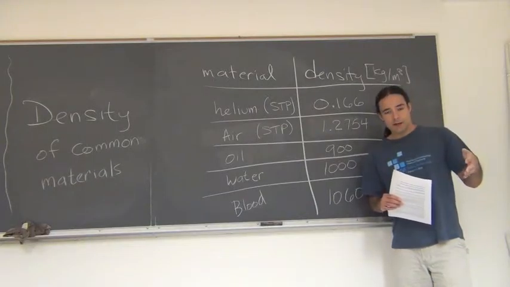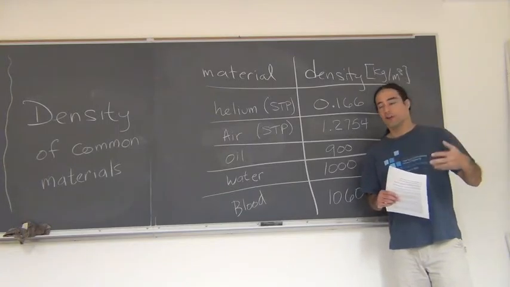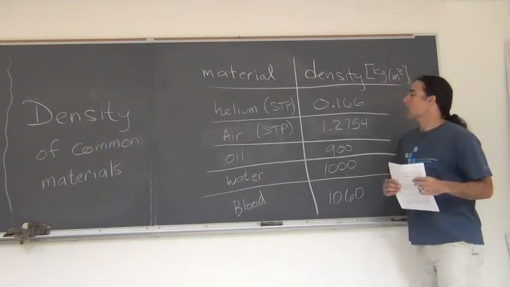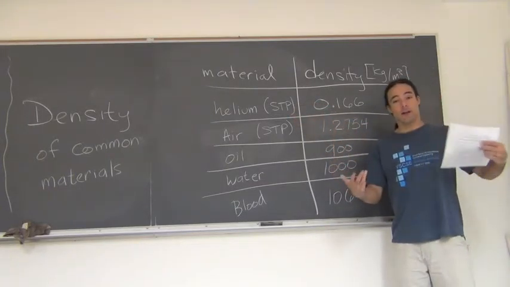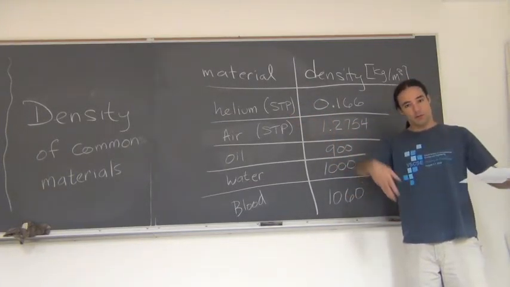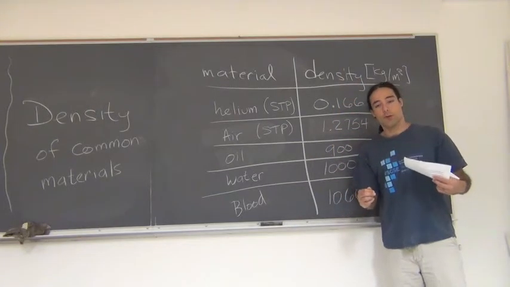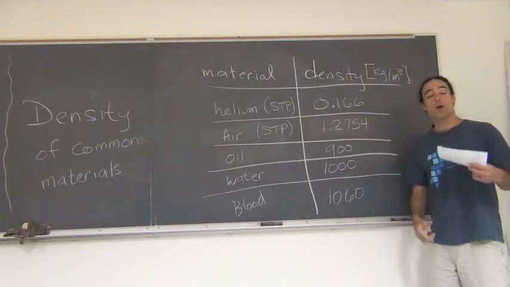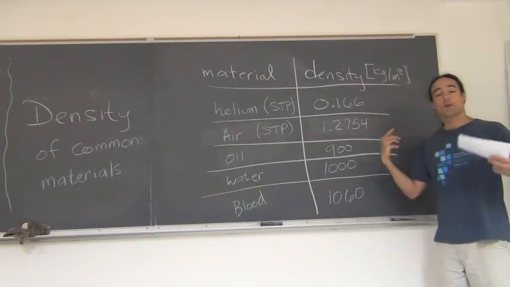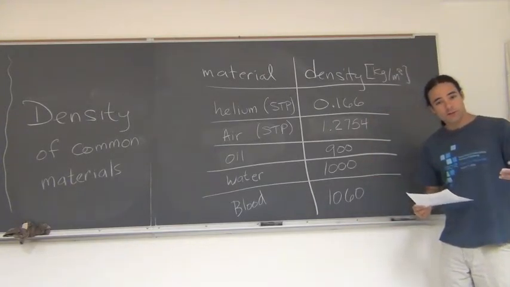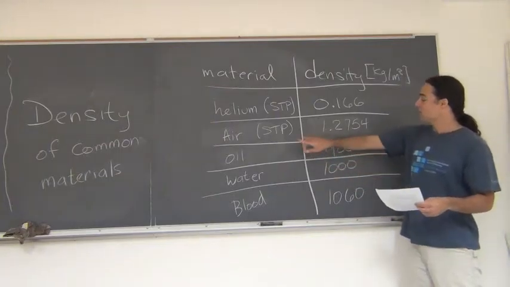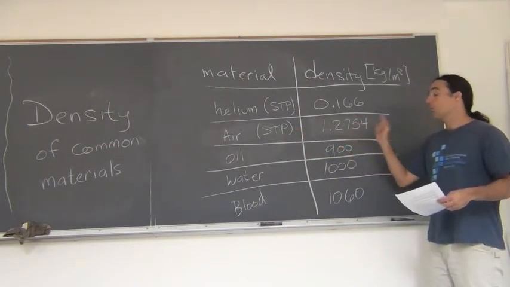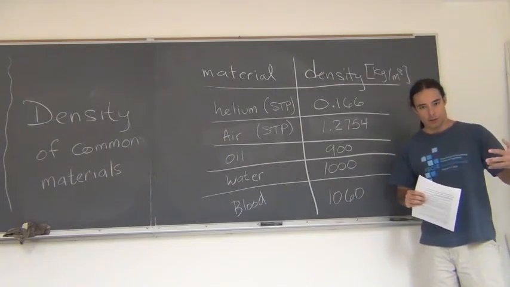To give you an idea of how density works, we're going to consider the densities of some common materials. So let's start off here. Let's look at helium, a very light material. If you put it in a balloon, helium goes up, it floats on air. Helium has a very, very light density. It's about 0.166 kilograms per meter cubed. So one of the reasons it floats on air is because it's less dense than air. Air has a density of about 1.27 kilograms per meter cubed.